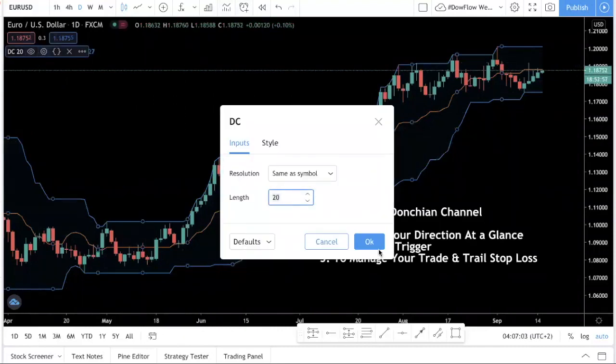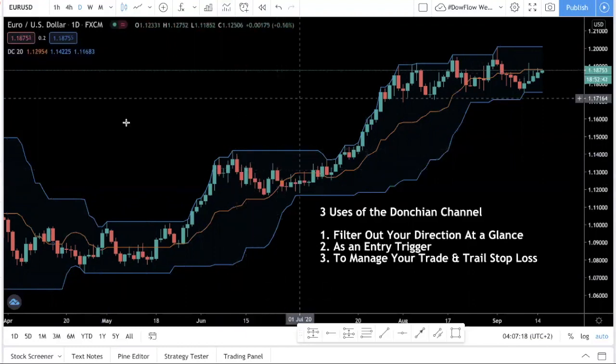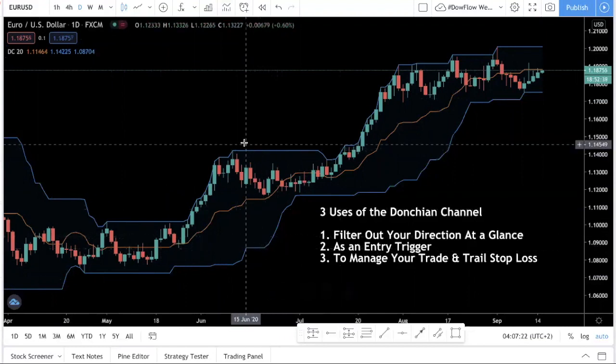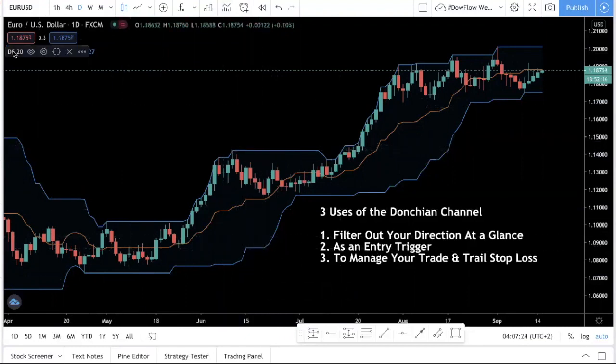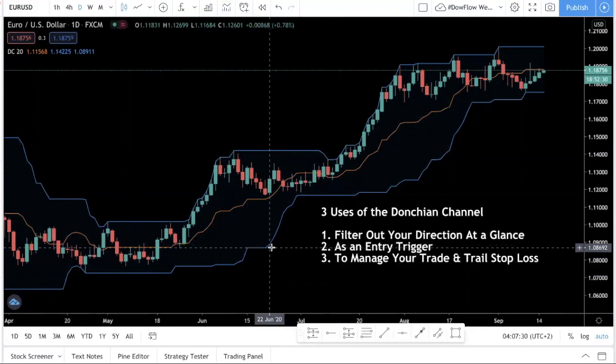Okay, the length, just put it at 20. Let me just explain to you how this indicator works. Now, 20 in this case is referring to the high and low. Okay, so it's a Donchian channel. So of course, in the channel, there's the upper band and there's the lower band. So in this chart, you can see that there is the upper band and a lower band. So this upper band, if you put it at 20, that means that this is the 20-day high and this is the 20-day low.